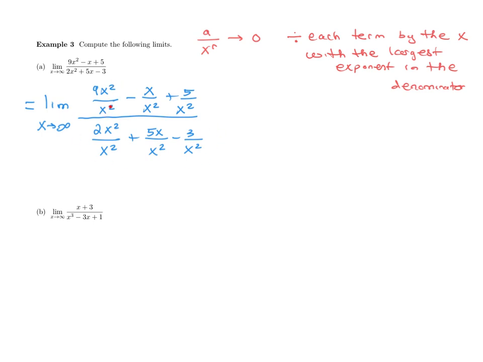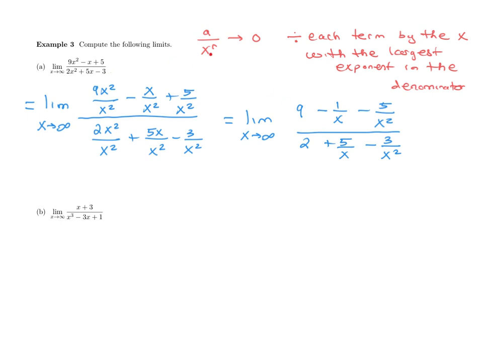I can cancel an x squared over x squared. X over x squared is a 1 over x, and so on. So I'm going to rewrite this. This is the limit as x approaches infinity of, so that's 9 minus 1 over x minus 5 over x squared, all divided by 2 plus 5 over x minus 3 over x squared. So this and this are equivalent.